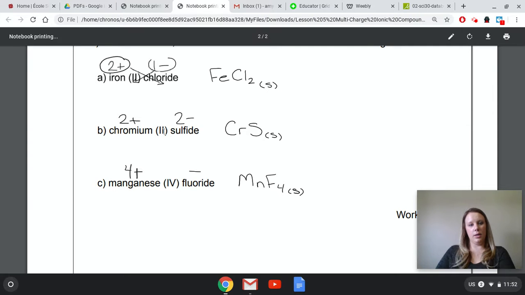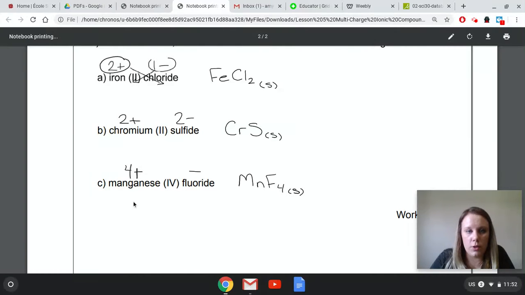Next one, chromium(II) is 2 positive, and the sulfide ion is 2 negative. These balance. 2 positives and 2 negatives would make 0. So we don't write any subscripts whatsoever. There are secret 1s when we're thinking about how many there are, but this is just CrS with the little solid behind.